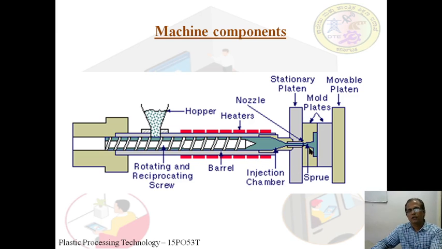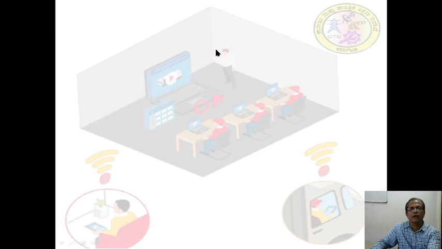Now here you can see the plate parts of the machinery: the stationary plate, which is not a movable one, and this is a movable plate. In order to open the mold, this end is moved so that the two halves of the mold get separated. This shaded portion is the molded product. This is called the nozzle. Here is the screw. These are the various components of an injection molding machine.